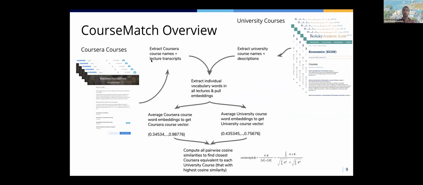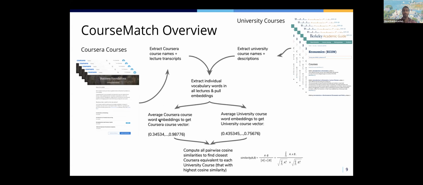So we have that stored in our database on a word-by-word basis. And this forms the set of text that we then want to put into our embedding model. With the course names and lecture transcripts, we extract the individual vocabulary words, and then we pull the embeddings that map to each of those vocabulary words that occur in the lecture transcripts and the course names. And then we'll have a series of words and vectors for our Coursera courses.